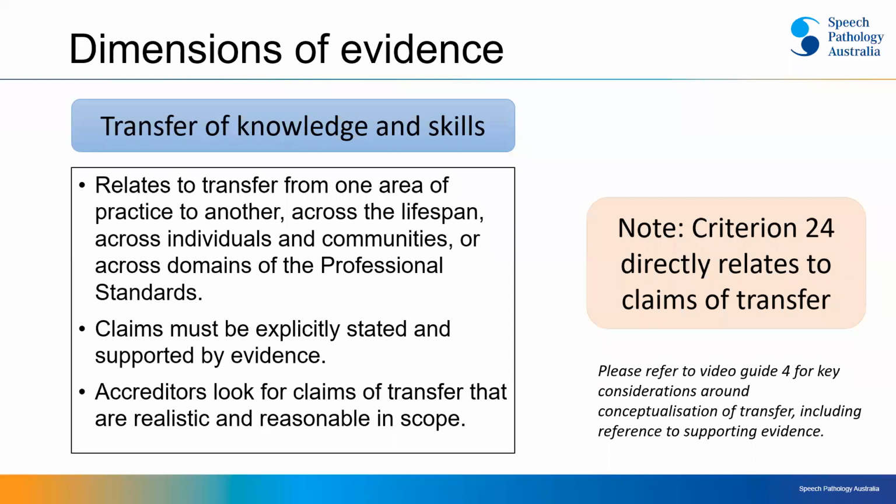Accreditors want to know how programs discuss transfer with students and support them to do this. Accreditors are looking for claims of transfer that are both realistic and reasonable in scope. An absolutely critical consideration here is that accreditors cannot assume where claims of transfer may apply. Therefore, universities need to make explicit statements regarding any claims of transfer, together with supporting evidence for those claims. In Video Guide 4, transfer was extensively discussed, including key considerations of how transfer may be conceptualized with reference to supporting evidence.